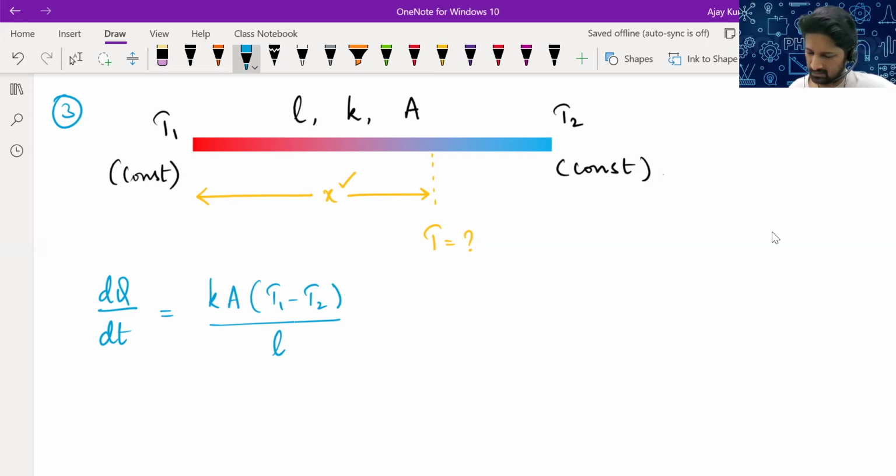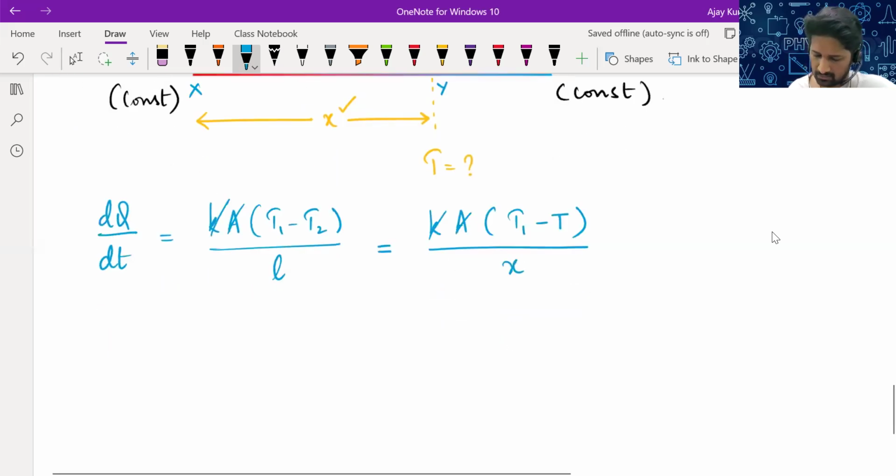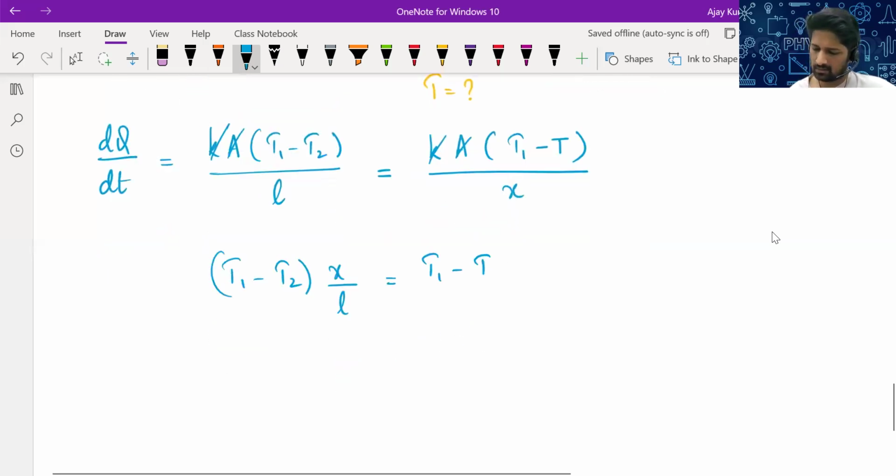We'll discuss this a little later. And this should be equal to the rate of heat transfer between these 2 points. You can call them X and Y. Then you can write it as K A times the temperature difference between X and Y, which is T1 minus T, where T1 is the higher temperature and T is the lower temperature, divided by the distance between them, which is x. So K and A will get cancelled. That's all. You can find out the temperature now. So you can say T1 minus T2 multiplied with x by L is equal to T1 minus T. Or you can look at it this way also.